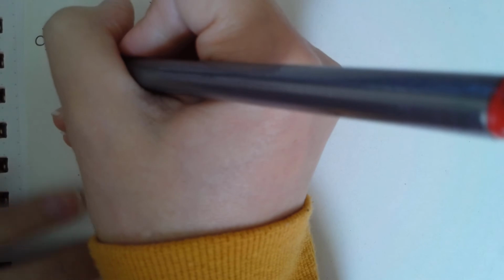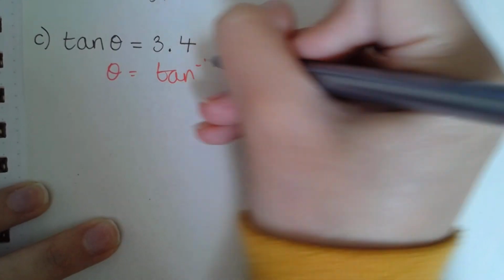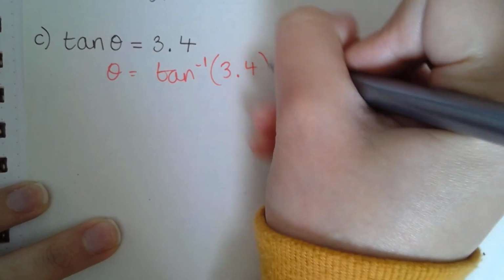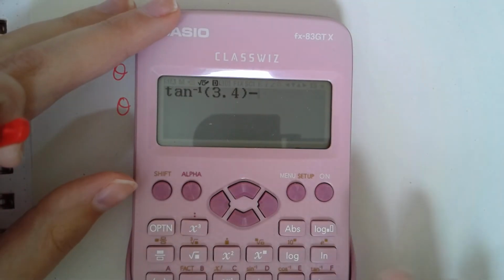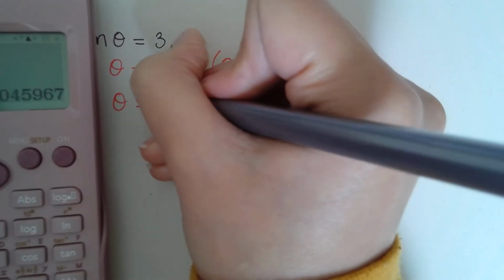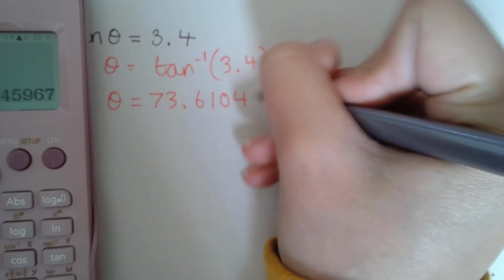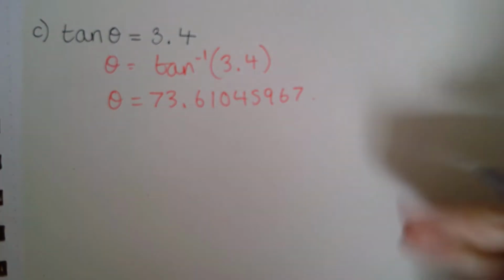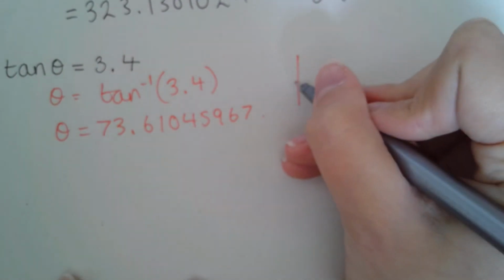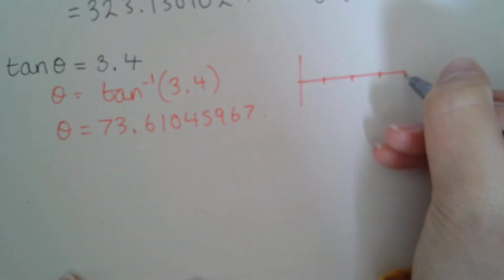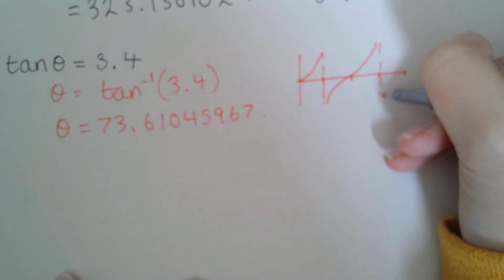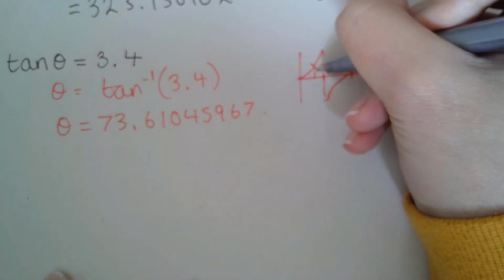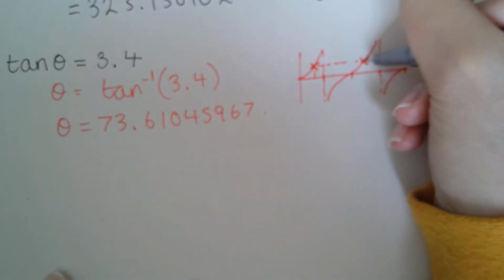Okay, and the last one, same process at the start. So theta equals tan inverse of 3.4. So theta equals shift tan of 3.4, which is 73.61045967. Okay, going to draw my tan graph. Asymptote at 90, asymptote at 270. So 73 is about here. I can see I've got another value there.